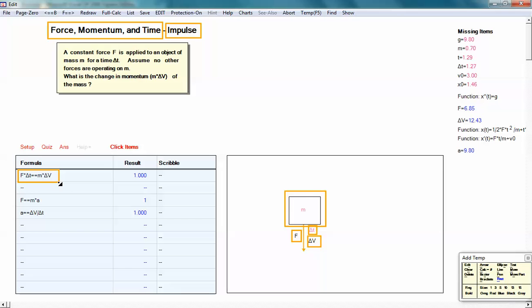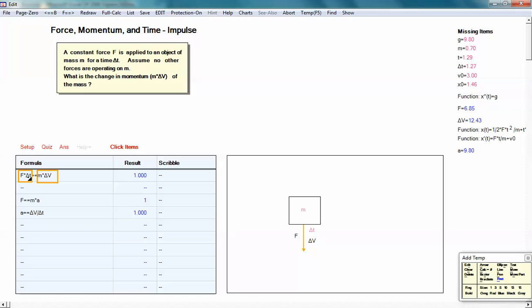The force times the period of time for which the force is exerted on the mass is equal to the change in momentum. This side here is called the impulse, force times time, and this side over here is the change in momentum, mass times change in velocity. And this sort of makes sense. The stronger the force and the longer you apply it, the more the change in velocity will be, and therefore the greater the change in momentum will be.